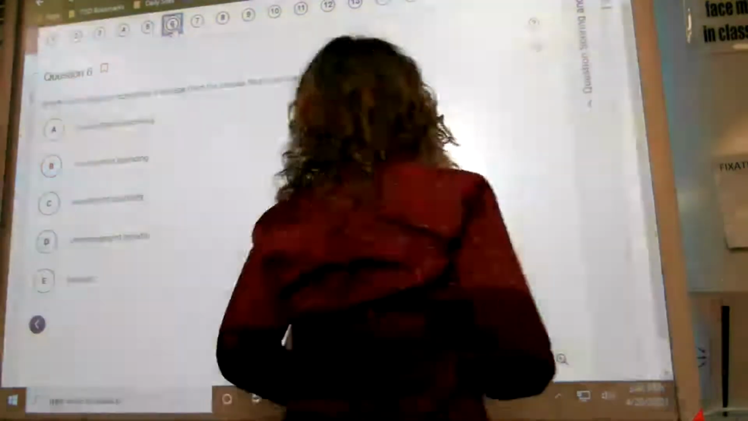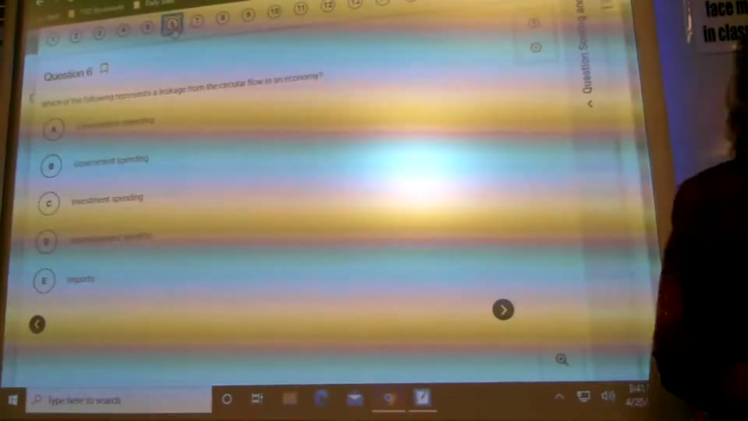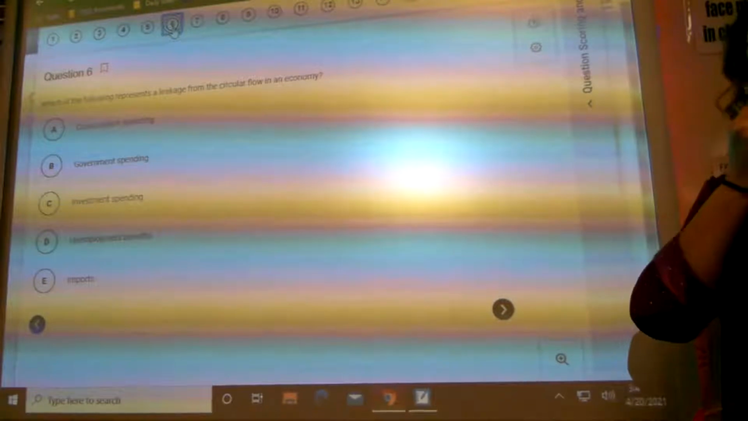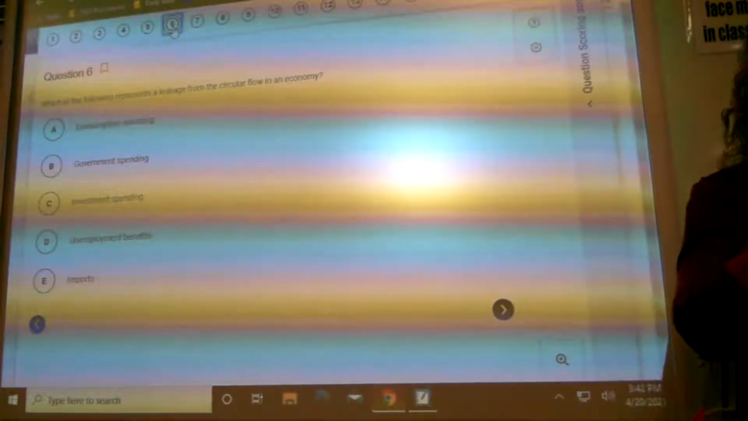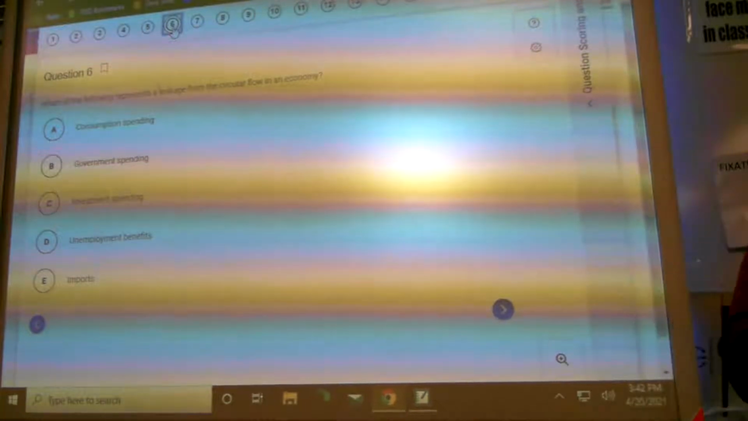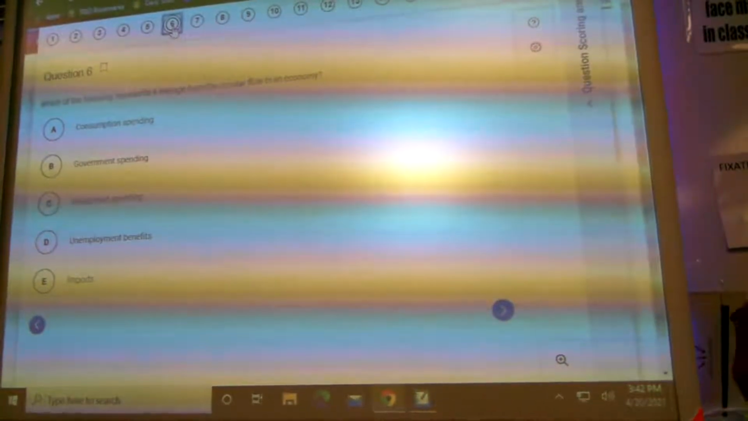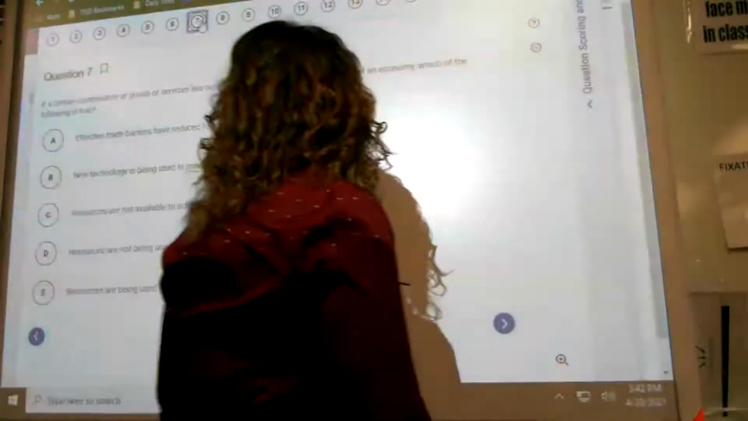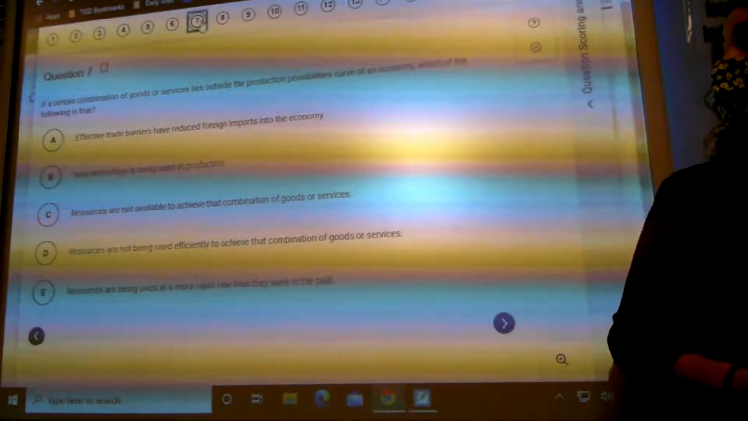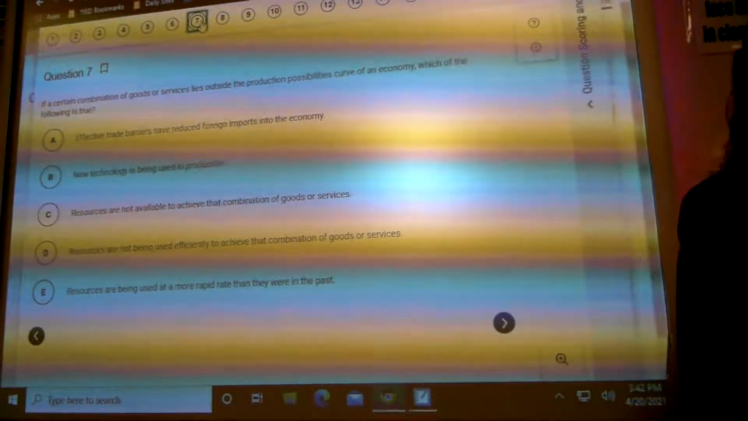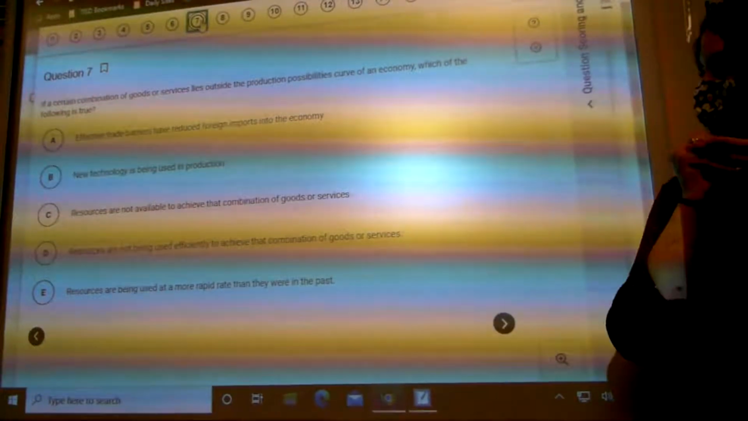All right, which of the following represents a leakage from the circular flow model? Imports. Sorry. We have boards for a reason. Everyone wants to draw. Okay. All right. If a certain combination of goods or services lies outside the production possibilities curve of an economy, which of the following is true? Let's write on our boards.